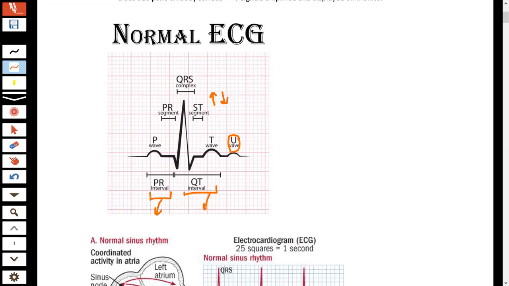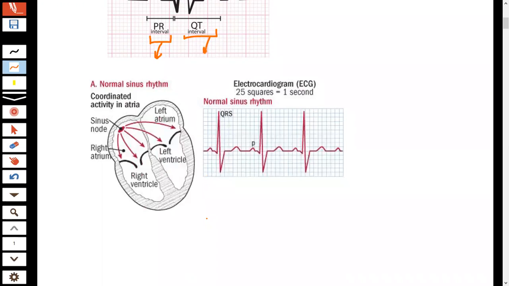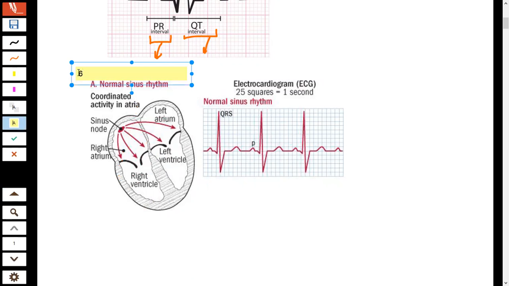If we just see the normal sinus rhythm, as I've explained in the previous video about the conduction system of the heart, we have the normal cardiac rate of 60 to 100 according to the age of the person. So greater than 100 means tachycardia and less than 60 means bradycardia.